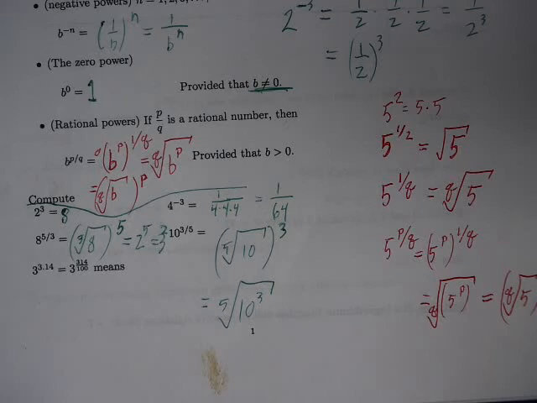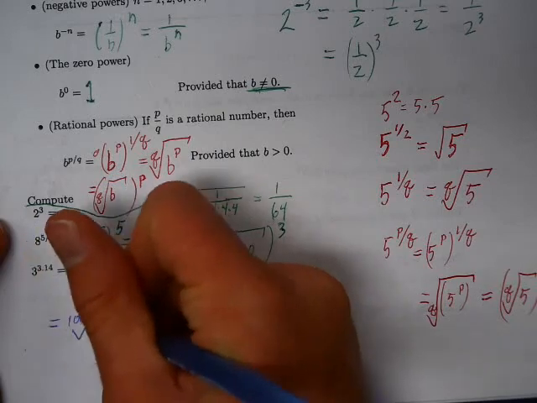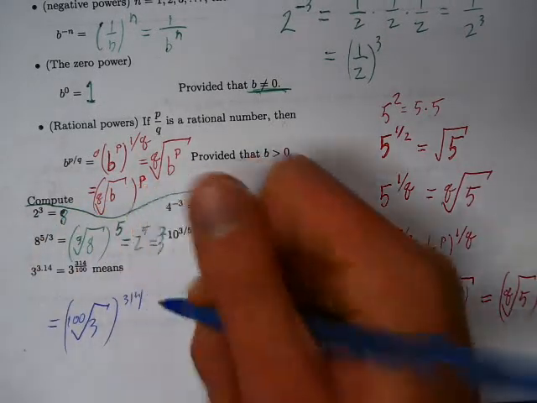Well, 3 to the 3.14. 3.14, what does a decimal mean? That means exactly 314 divided by 100. So if you wanted to compute that, one way to do it would be to take the 100th root of 3 and then raise it to the 314.